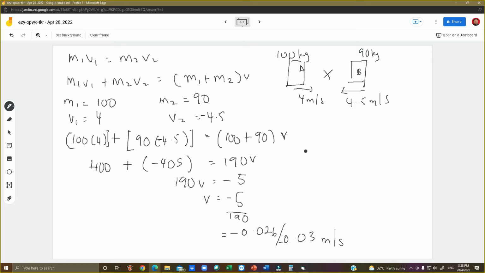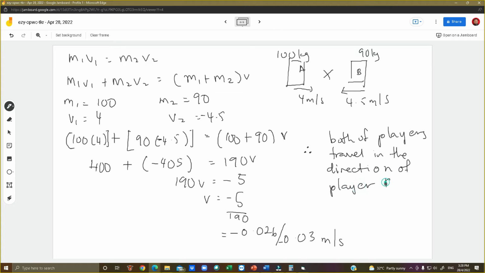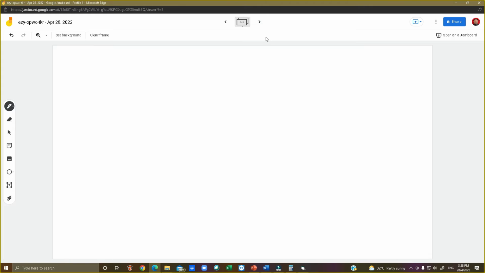Okay, the question earlier: after the collision, what happened? Can you describe what happened after the collision? The question is not finished, so you must finish it. The question asks, what happened after the collision? After the collision, we know that the figure is negative. It means both players travel in the direction of player B, because it moves to the left, based on the negativity there. Only then is the question complete. Okay, so let's move on to the next one.